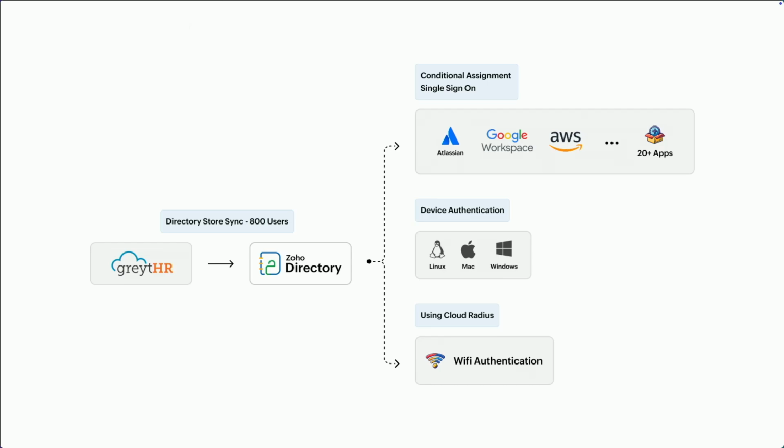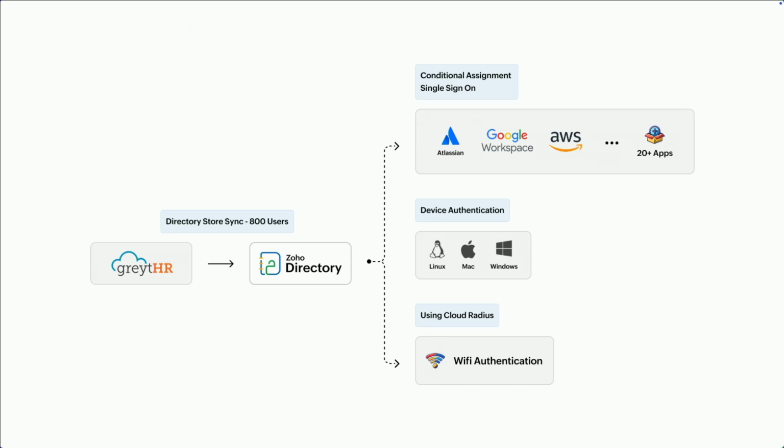They had an HR tool called Great HR, and all their employees were onboarded to Great HR first. The requirement was that Zoho Directory should sync the users from Great HR to Zoho Directory, and based on certain conditional assignment, they should get assigned to certain apps. For example, the developers need to get assigned to Google Workspace, Atlassian, and the AWS Identity Management Portal, etc. The marketing guys wanted some sales tool and other things. So Zoho Directory should intelligently do this without any manual intervention.